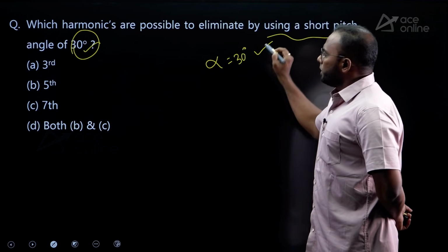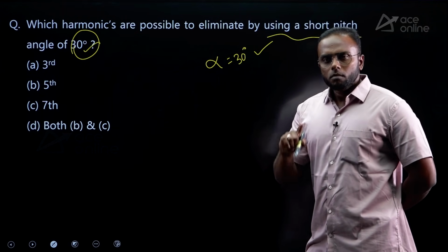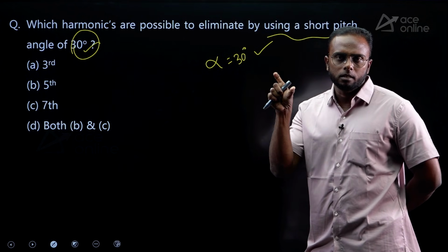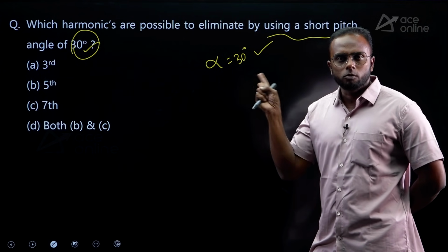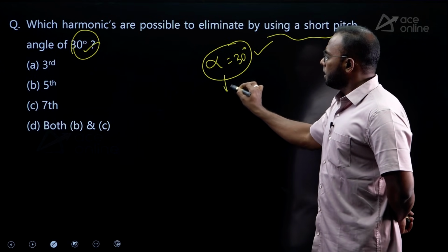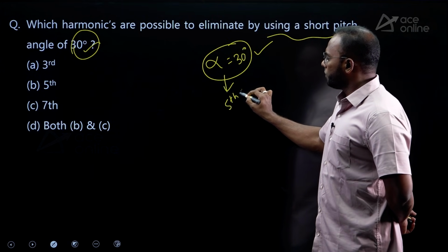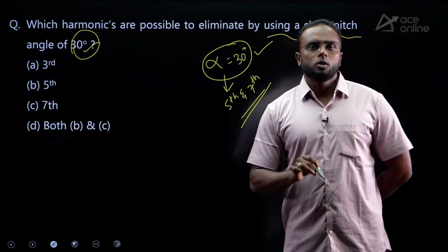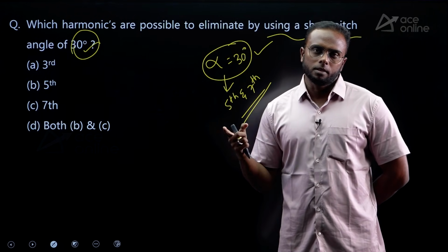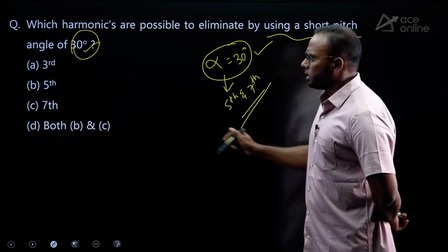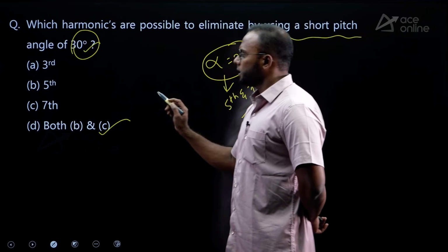Remember, this alpha of 30 is nearest to both the 5th and the 7th harmonic angles. That is why by utilizing this short pitch angle, we can eliminate both the 5th and the 7th, which are the dominant harmonics. One more is the 3rd, which we can eliminate by using distributed winding. So here both 5th and 7th, that is option D.